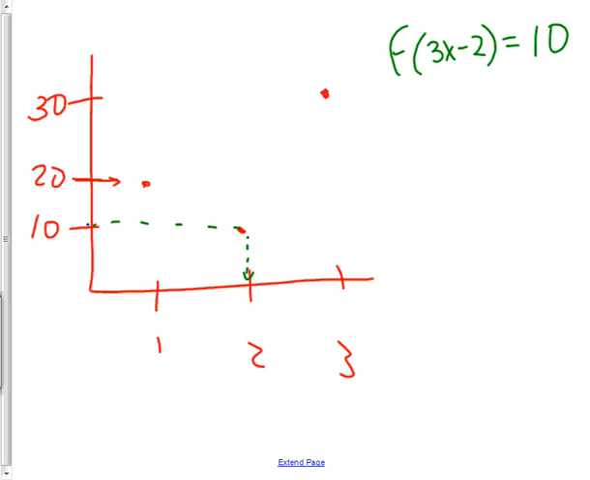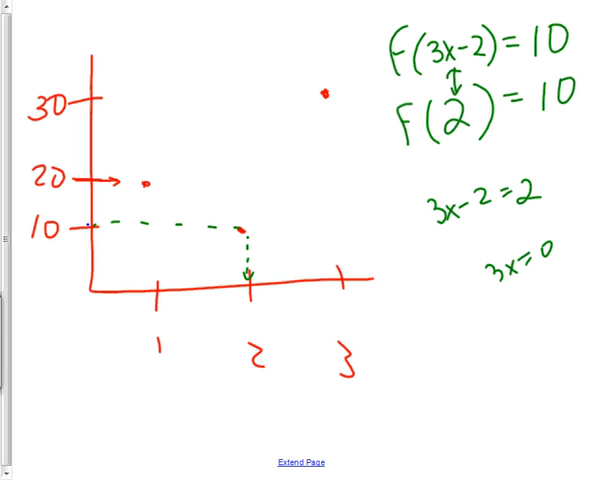What's that true statement I could write under here? f of 2 is 10. And therefore, these have to be equal. Raise your hand if you've got the answer already. All right, that's only like half the class. From there, you should be able to handle it. Write out a little equation for yourself. Three x minus 2 equals 2. And then add 2 to both sides. 3x equals 0. And x must equal what?